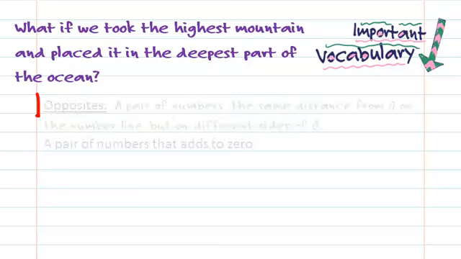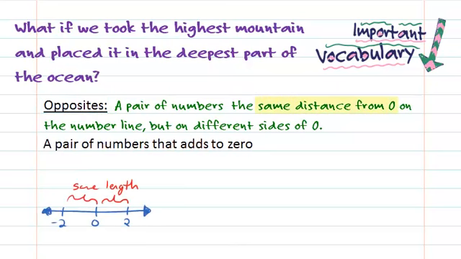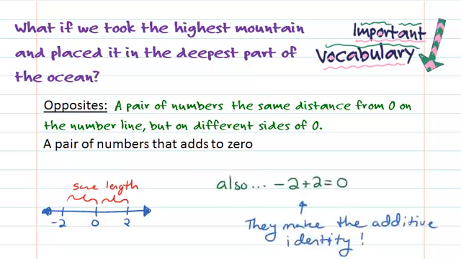First, opposites. Opposites are a pair of numbers that are the same distance from zero on the number line, but on different sides of zero. For example, -2 and 2 are opposites.